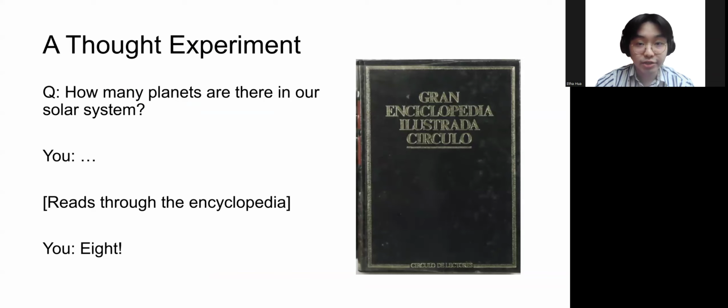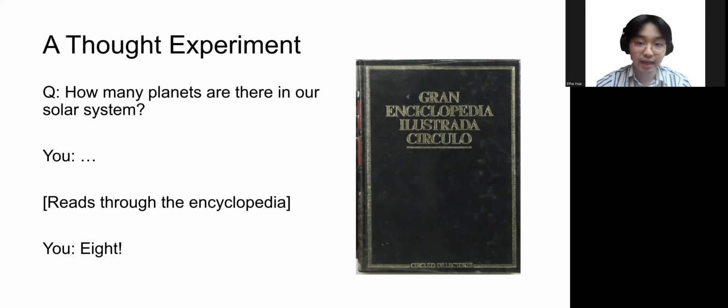Before starting the presentation, let's think about a thought experiment. Suppose you speak two languages, English and Spanish. Now someone asks you a question. How many planets are there in our solar system? And suppose you do not know the answer. However, you have an encyclopedia right in front of you, but it's written in Spanish. After reading through the encyclopedia, do you think you can now answer the initial question in English?